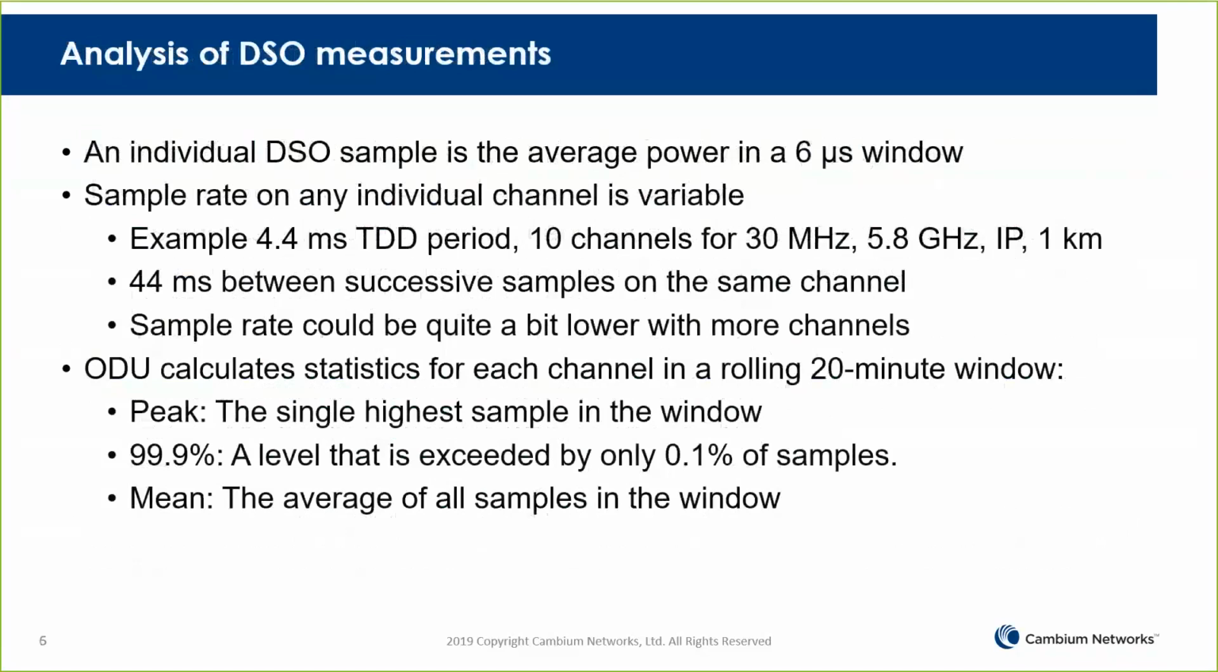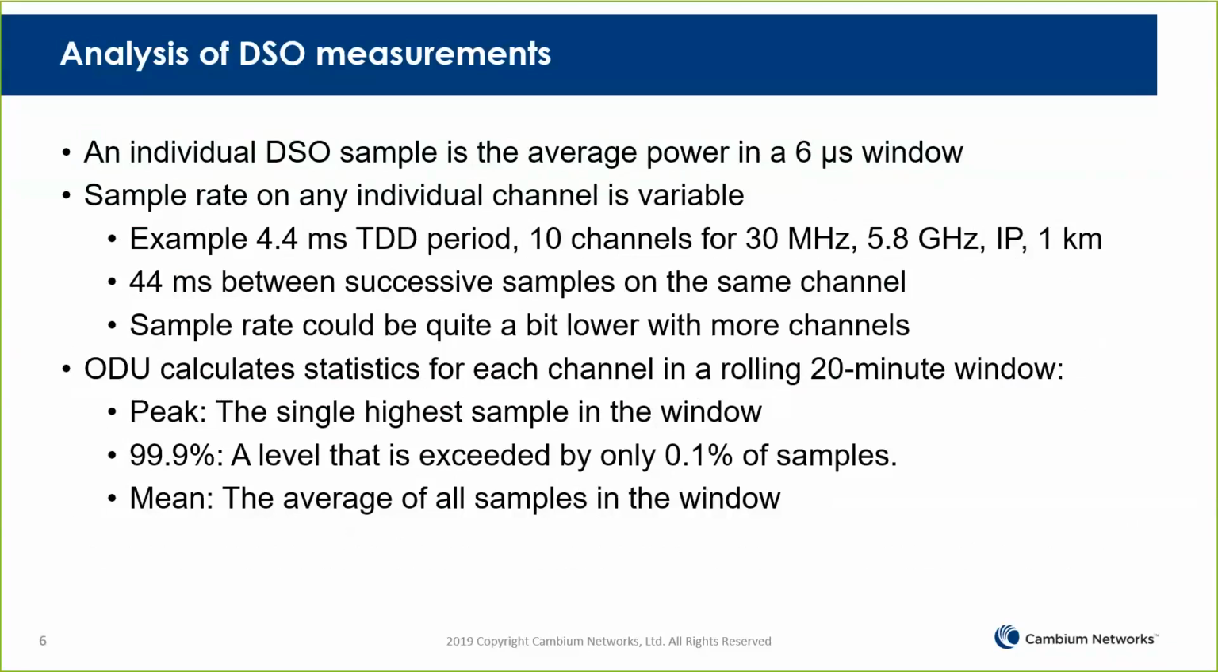One sample, one measurement, is the average power in a 6 microsecond period. It seems like a pretty short period, and we don't want it to be too long because we don't want to waste the capacity in the TDD frame. But it turns out in practice that you get a very good view of the interference in a channel by sampling it with a period even as short as 6 microseconds.